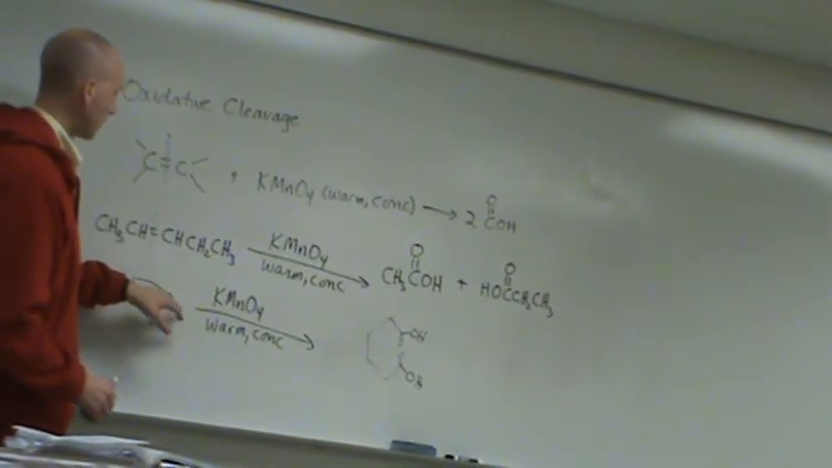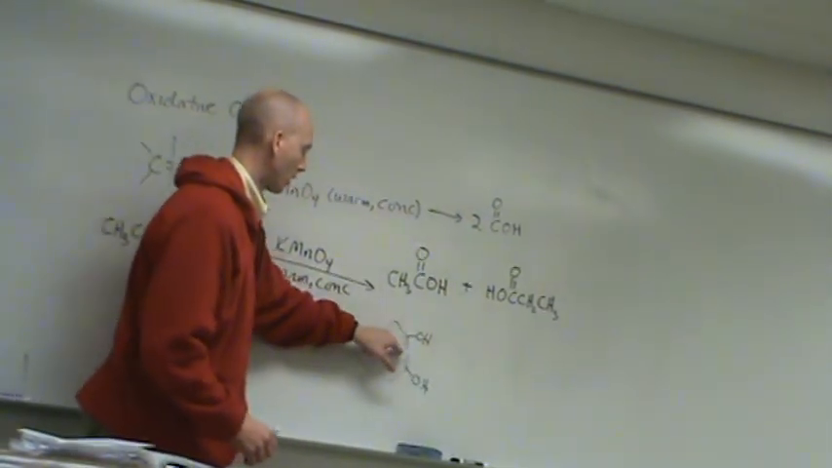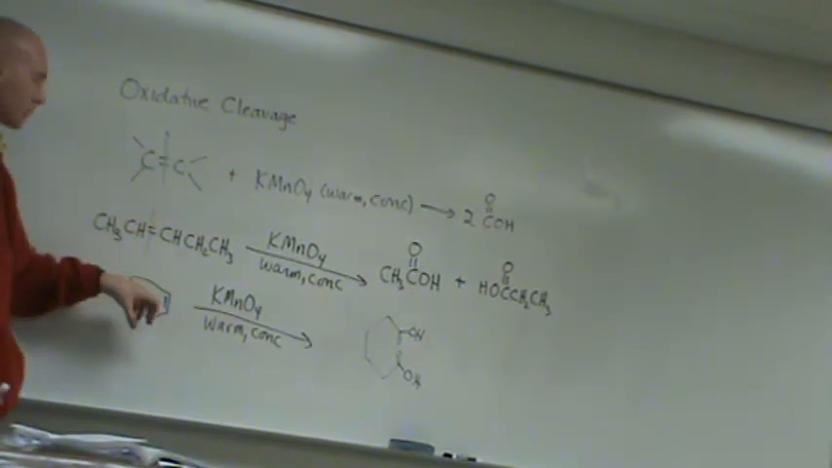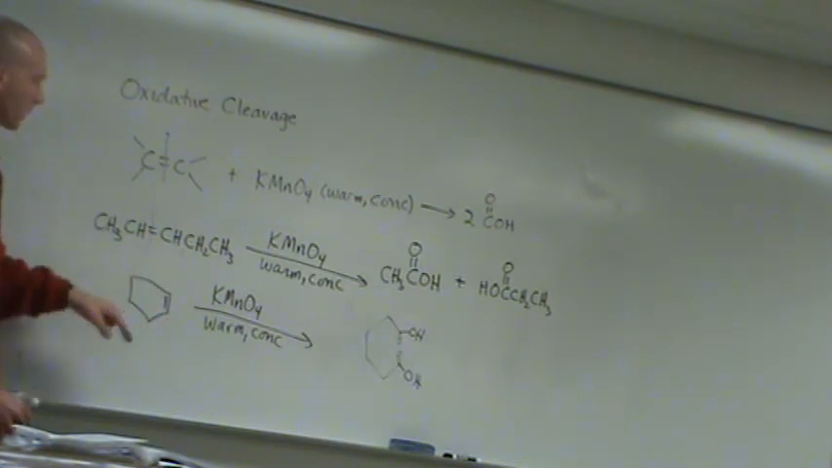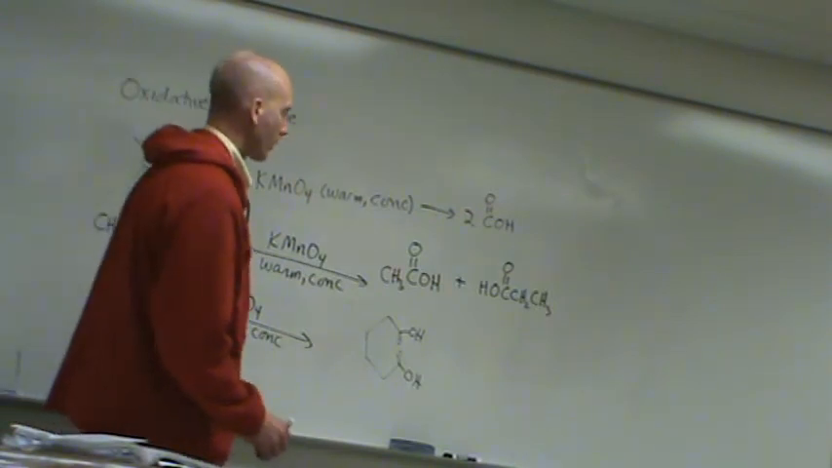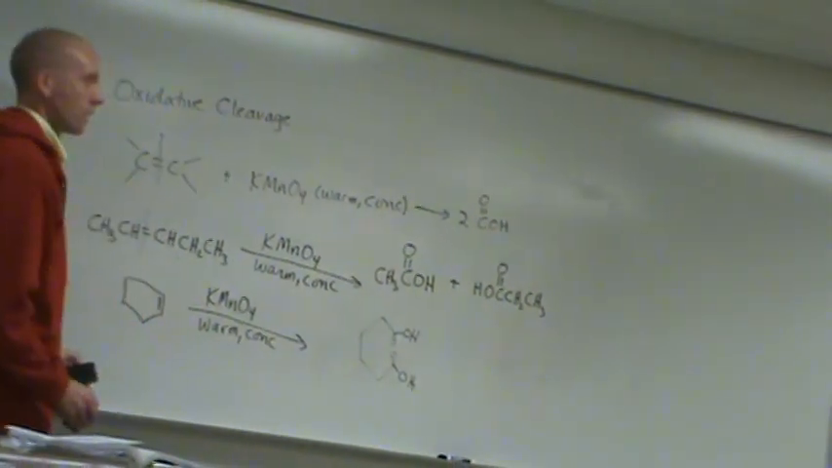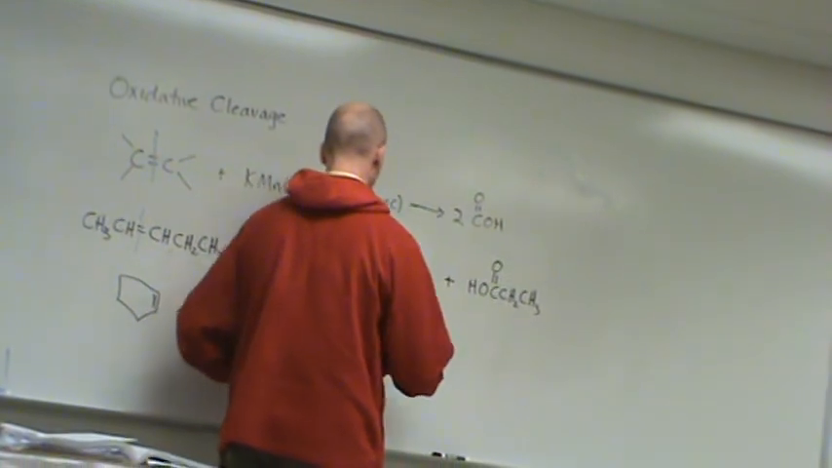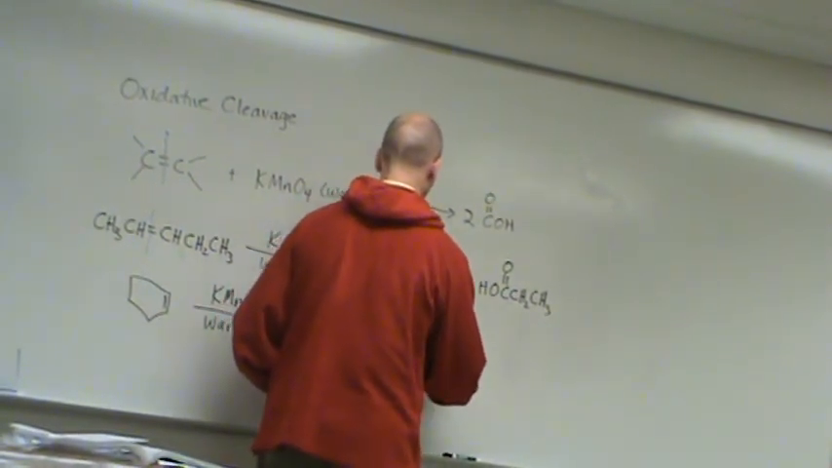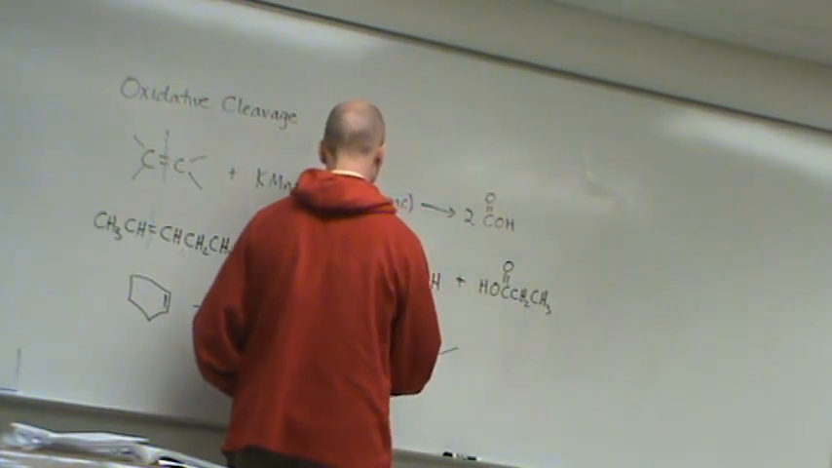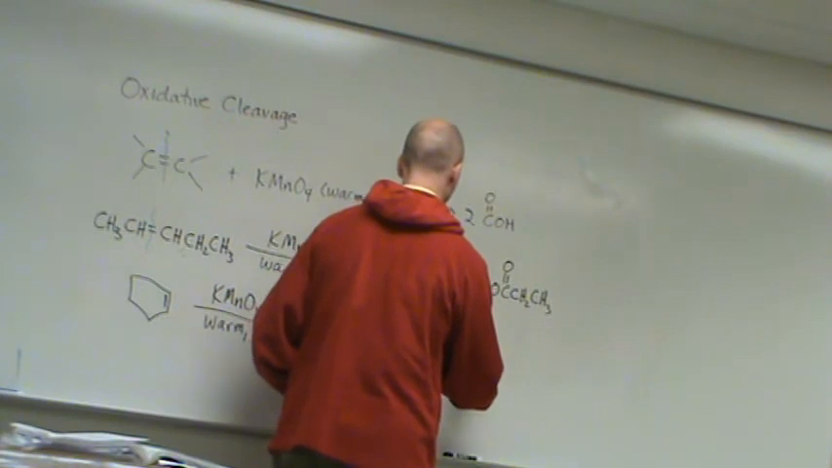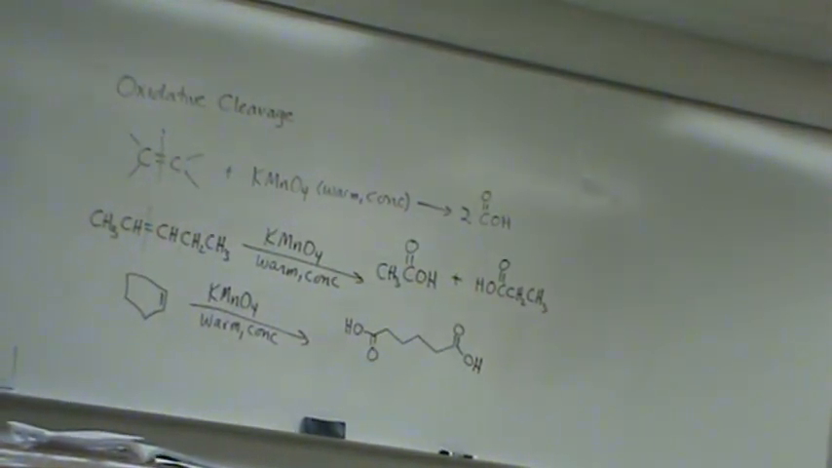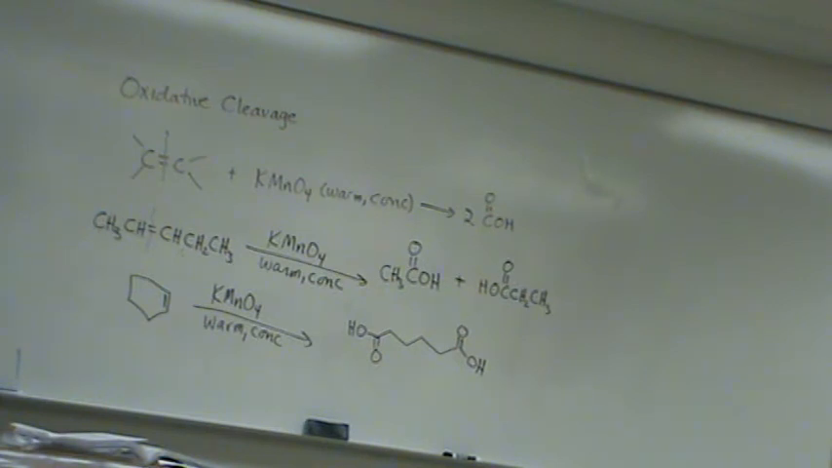These two carbons become acid groups, and the cleavage occurred right there. Okay, so I gave that to you, it's a little tricky, because it's a ring. You get two pieces, but those two pieces stay together because they're connected in a ring. So just open up the ring. You have six carbons there. It may look even harder.